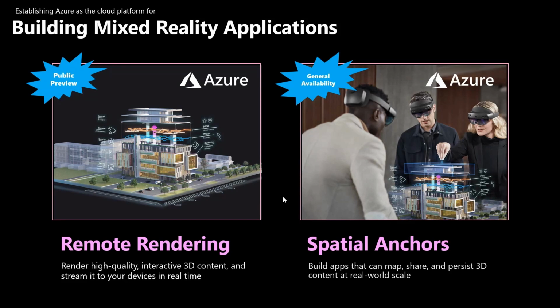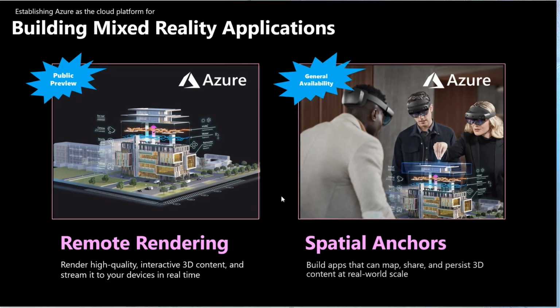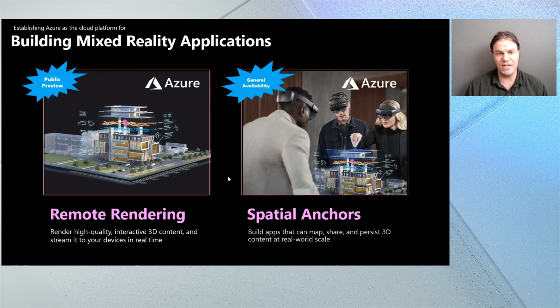So you could imagine construction scenarios, for example, where you might have a lot of different information in detail, and that detail is really important to your scenario, and Azure Remote Rendering enables you to render that detail. The other service I'm going to talk about is Azure Spatial Anchors. That's in general availability today. That enables you to store and persist the location of holograms in the real world, so you can share that across users and across devices to create multi-user experiences where all the users can see the holograms in the same place.